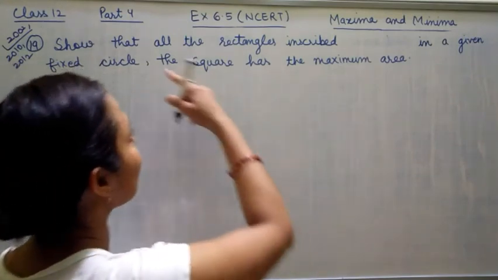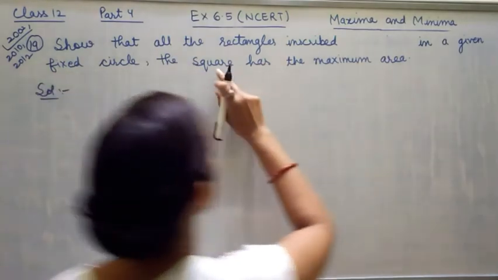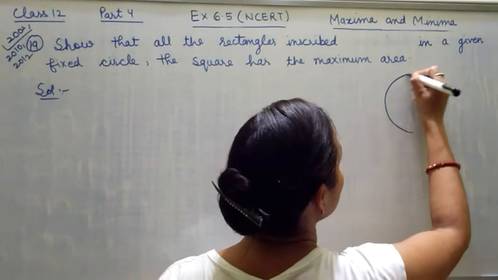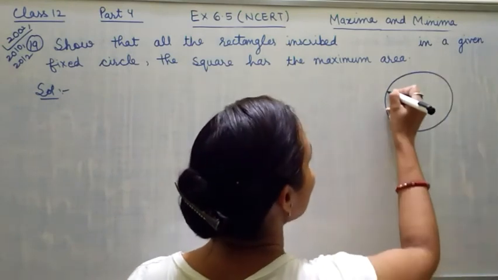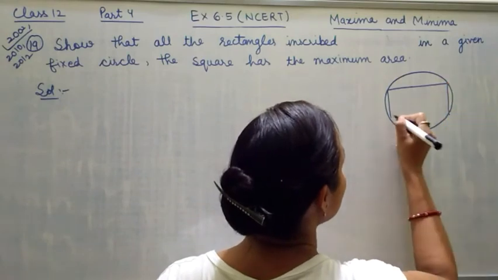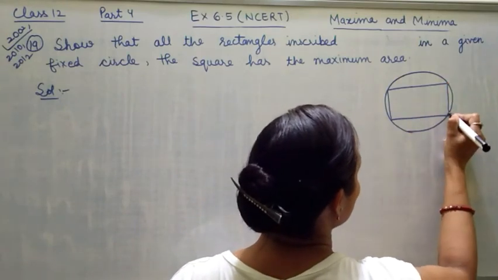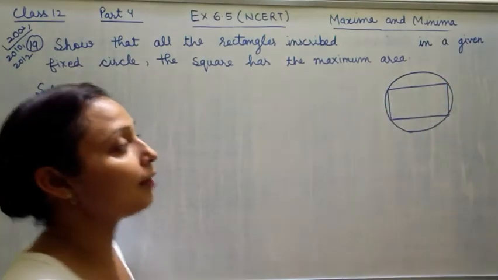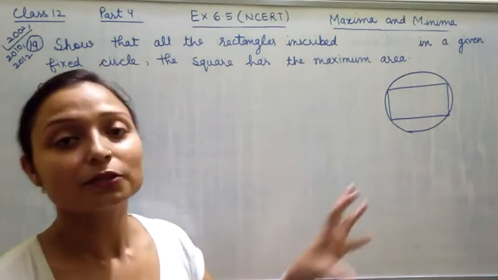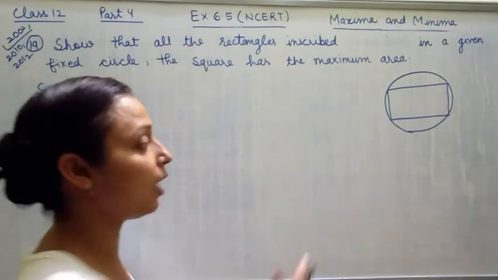What is that diagram? Of all the rectangles inscribed in a circle, you have to show that the square has the maximum area. If you want to make a rectangle in a circle, the square has the maximum area. How can you show it?